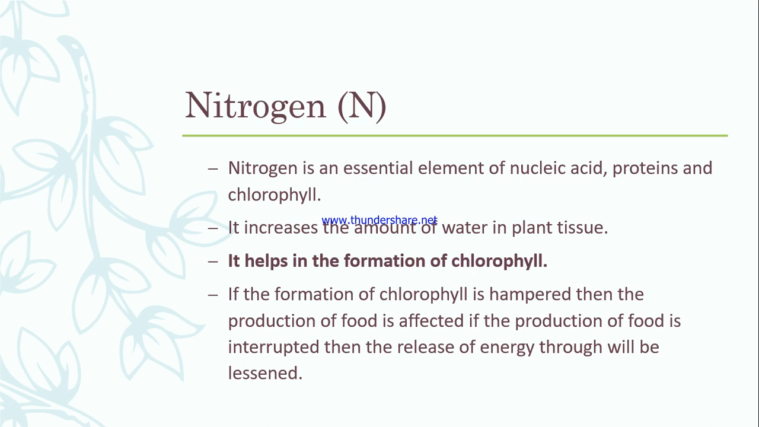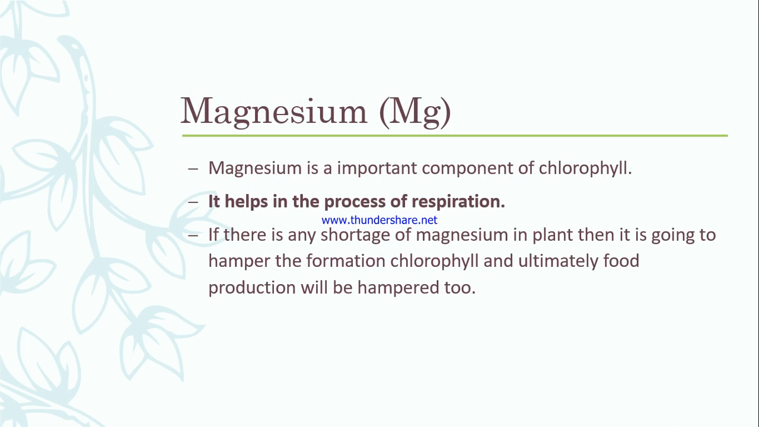So if there is a hindrance in the production of food, there will be no energy released to our environment. So ultimately the whole process of the plant is going to be disturbed if there is any deficiency of nitrogen. So nitrogen is very important for any plant. Now magnesium is an important component of chlorophyll again.